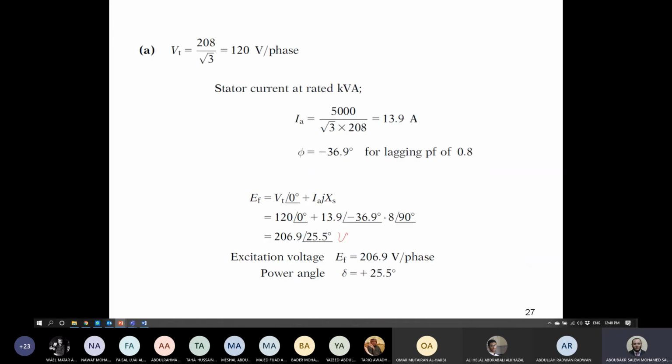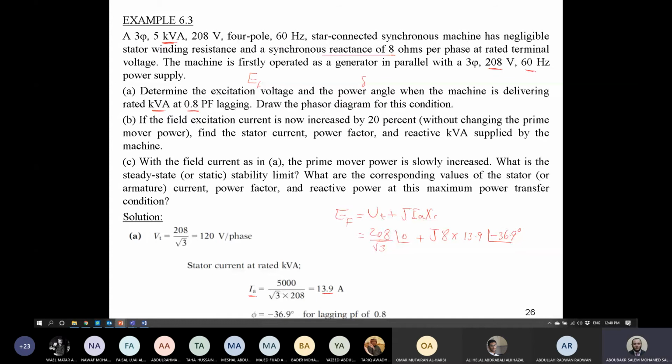Part C, with the field current as in A. Now we return to operate the machine at the condition of part A with the same value of excitation voltage. The prime mover power is slowly increased, so the power will be increased now. What is the steady state or static stability limit?